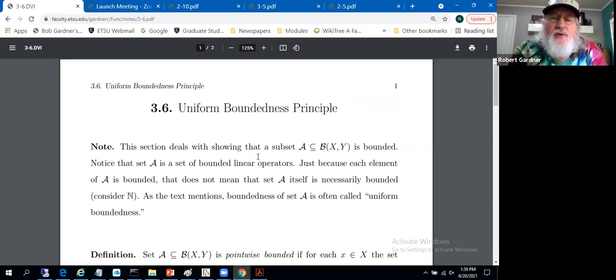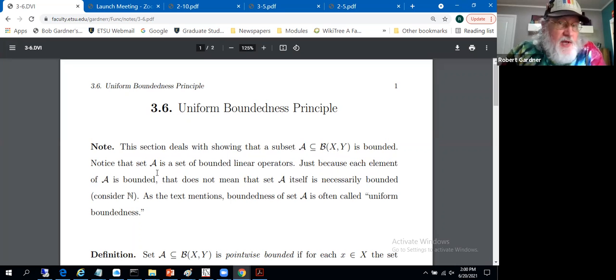So in this section, we're showing that a subset, let me read this, throwing the word calligraphy around quite a bit. So we're going to use the same letters, but different fonts in a lot of this. We're considering a subset, calligraphy A, a subset of the bounded linear operators from X to Y. And we're going to show that this subset, calligraphy A, itself is bounded under certain conditions.